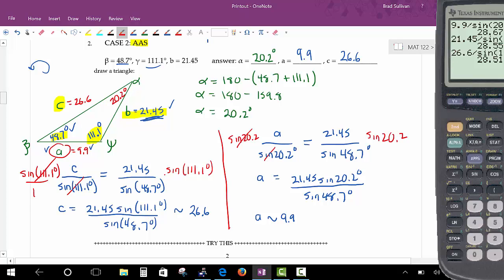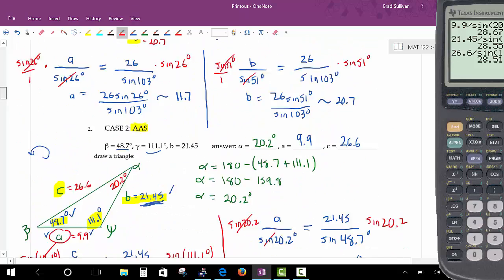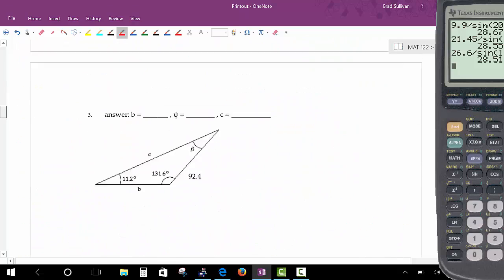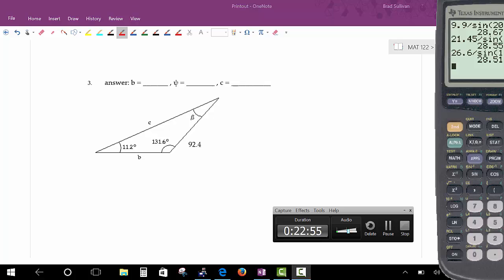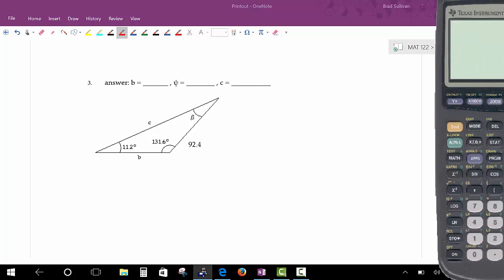So that's how law of sines works on the angle-angle-side case and the angle-side-angle case. So I'm going to go ahead and let you go up to number 3. I'm going to pause this a little bit and give you a little time to try to work this problem. Okay, so let's see how we did here.